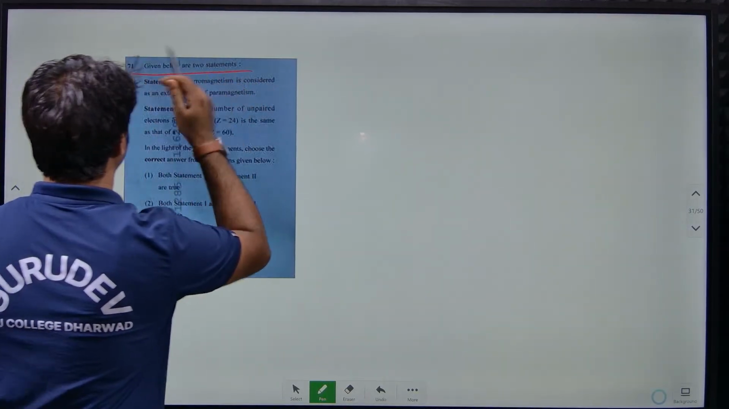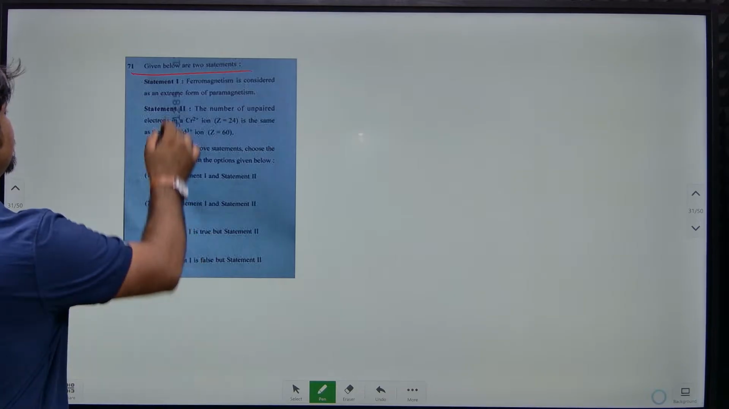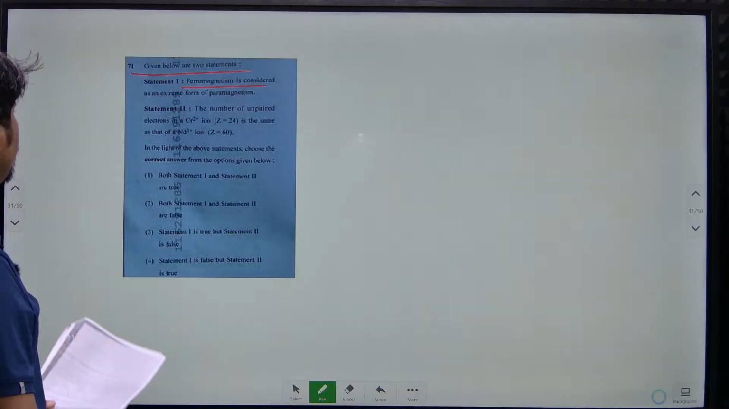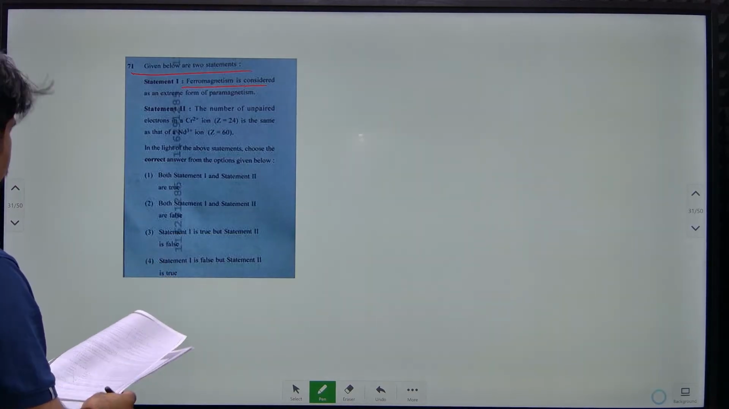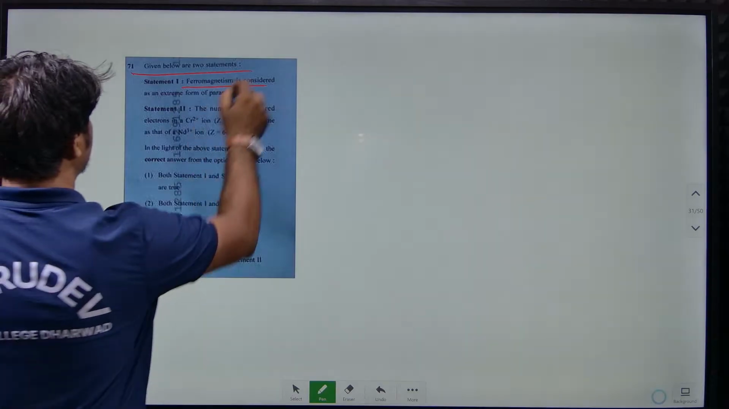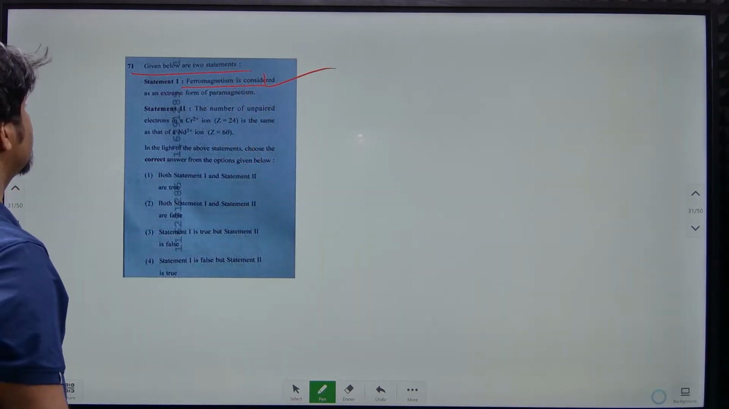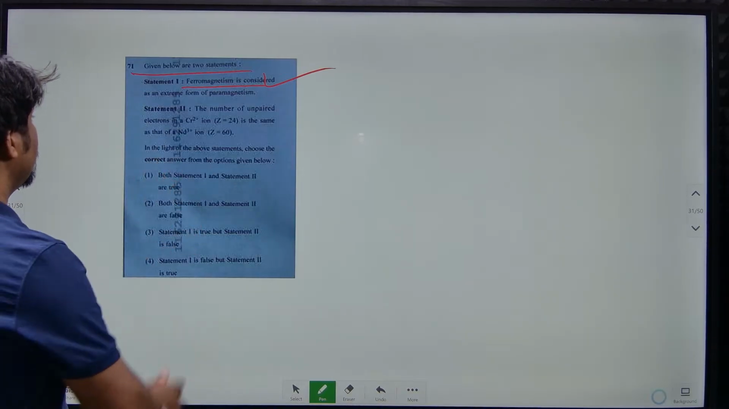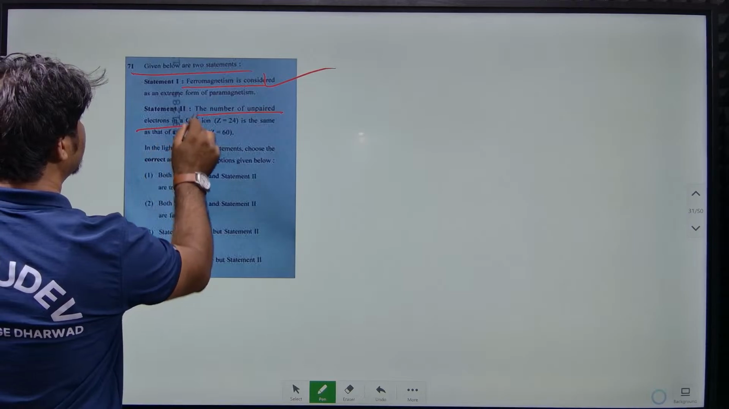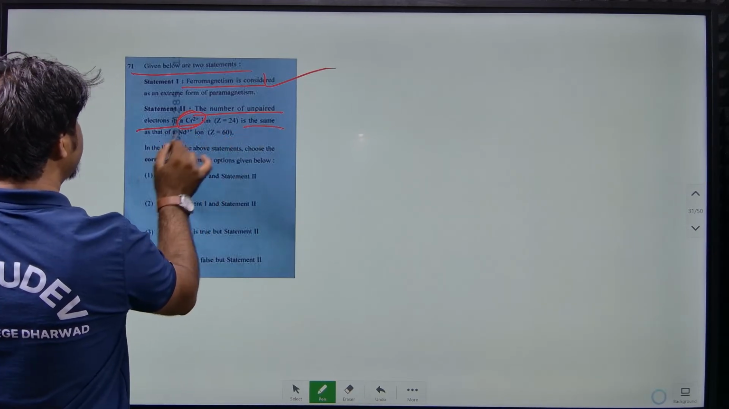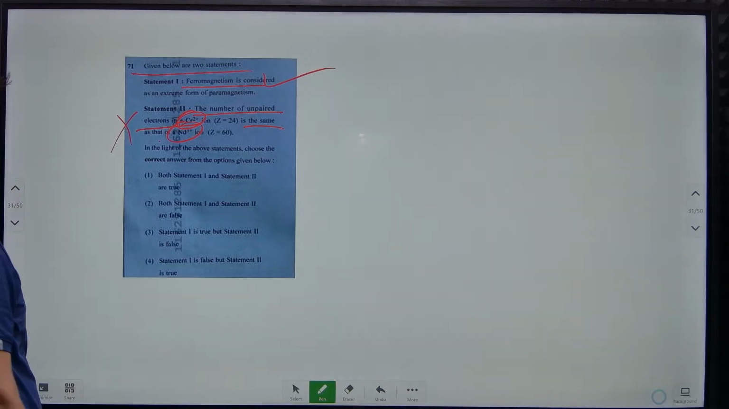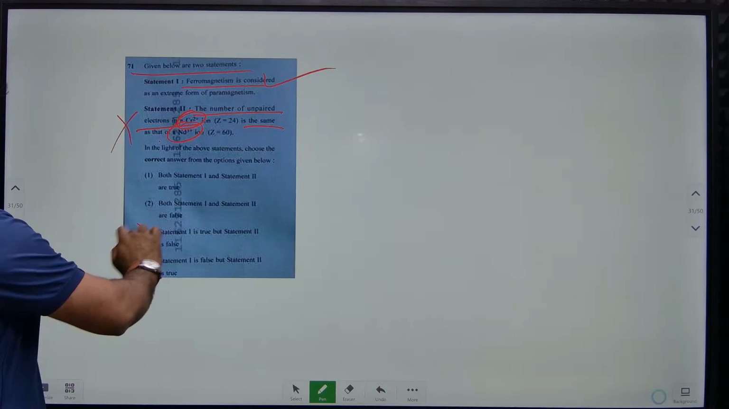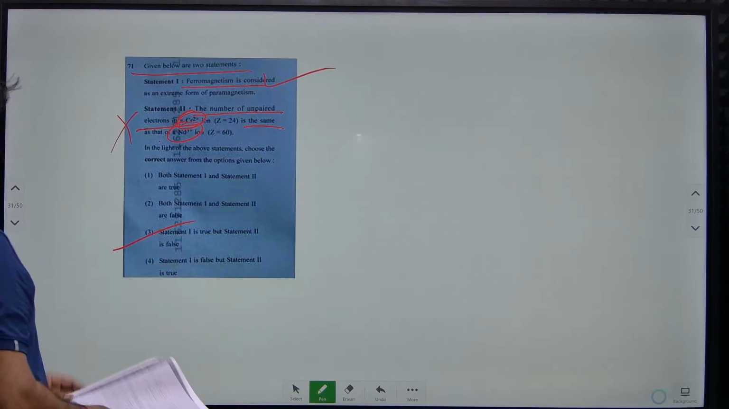Go to question number 71. Given below are two statements. Statement 1: ferromagnetism is considered an extreme form of paramagnetism. Here statement 1 is true. Yes, ferromagnetism is considered extreme paramagnetism. Statement 2: the number of unpaired electrons in Cr+2 is the same as Nd+3. No, the number of unpaired electrons is not the same. Hence statement 1 is true and statement 2 is false. So answer 3 is the right answer for the question here.